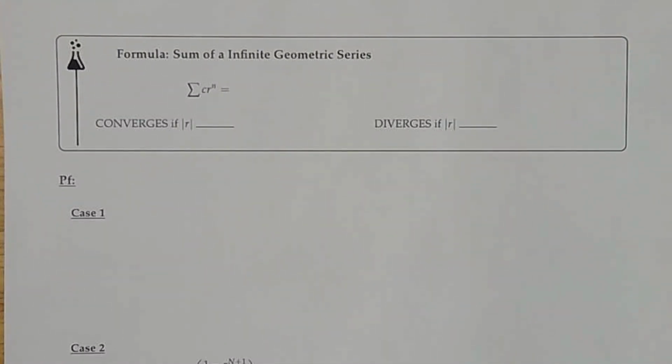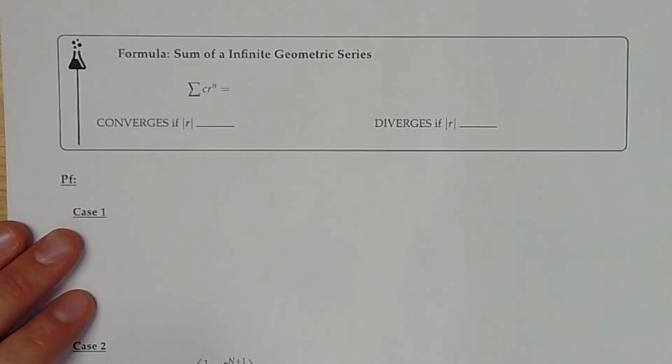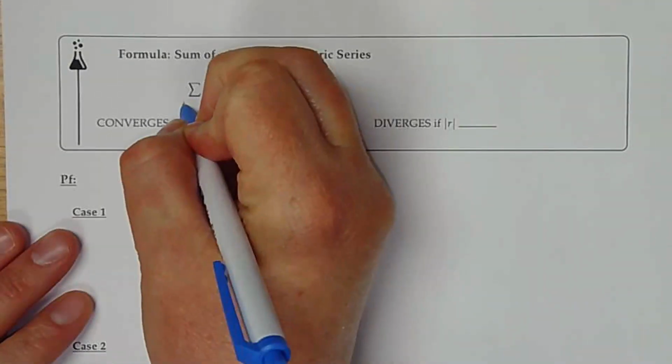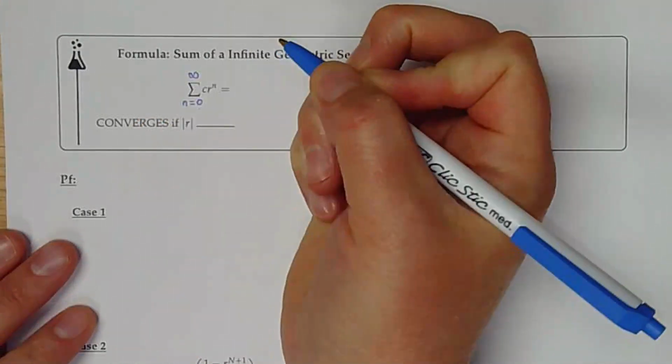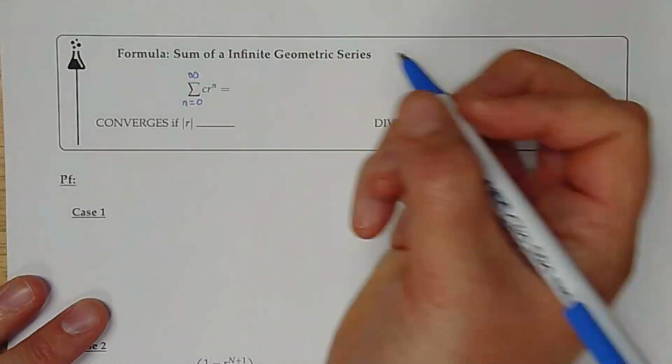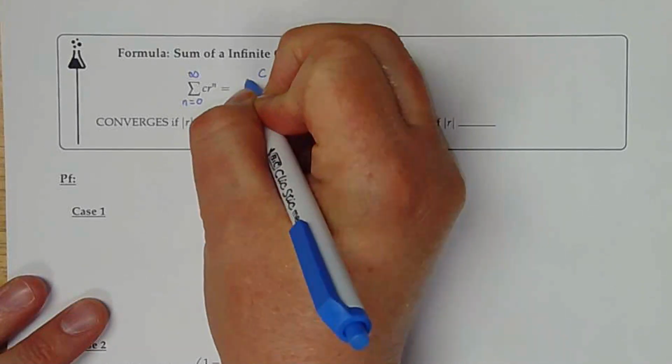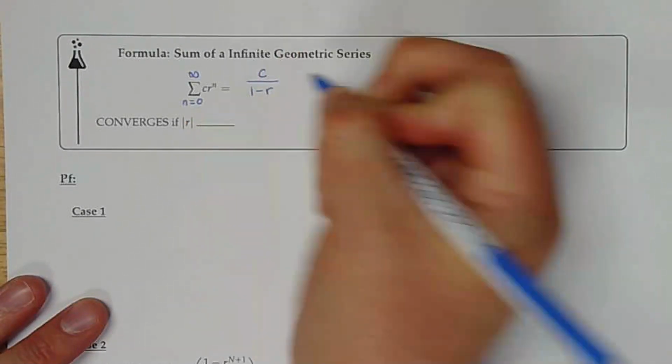The formula for the sum of an infinite geometric series. I'm going to give you the formula and the criteria, and then we're going to look at the proof for that and work on that together. We have the sum of c r to the n, so that is our geometric series, and we're going to start it at little n equals 0, and it will go to infinity. That sum is going to be equal to c over 1 minus r.